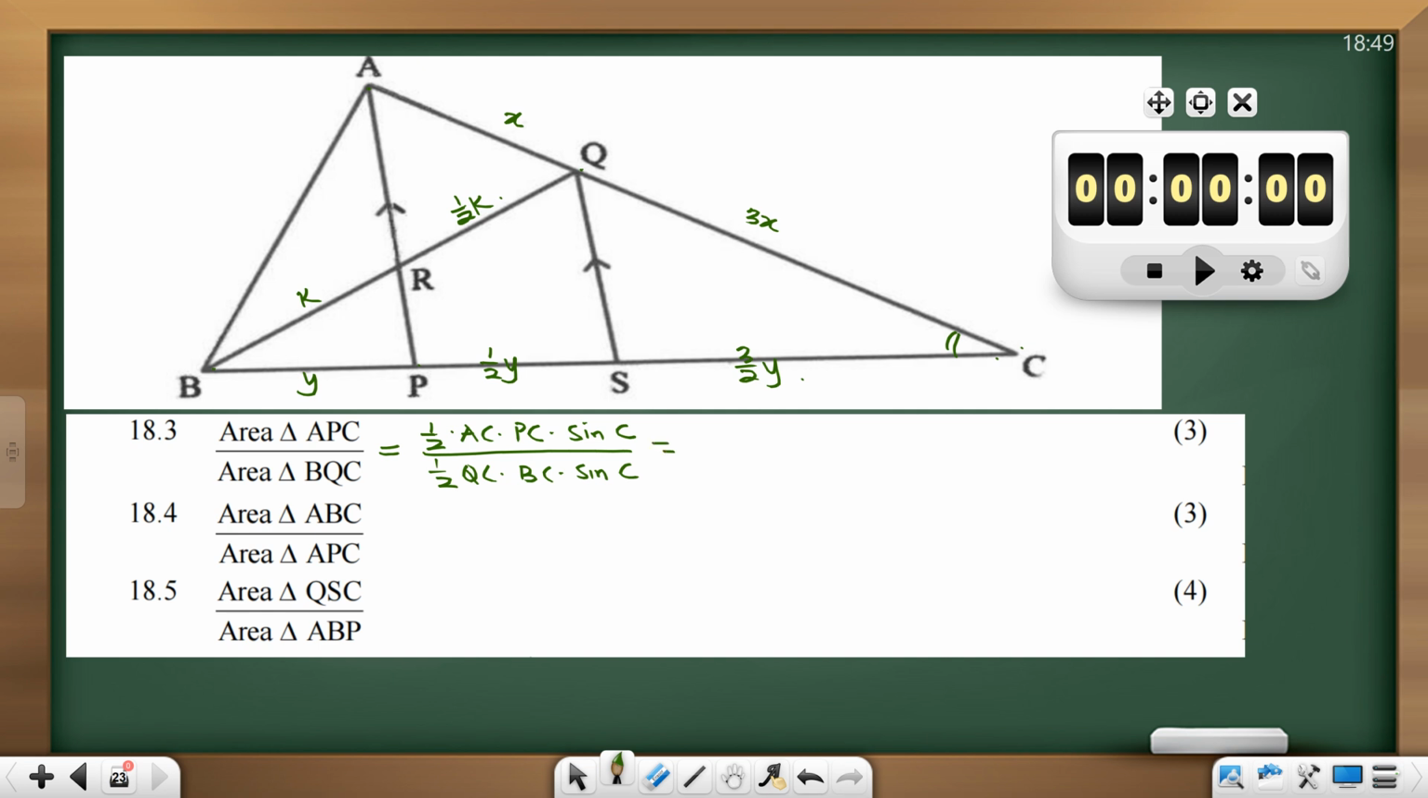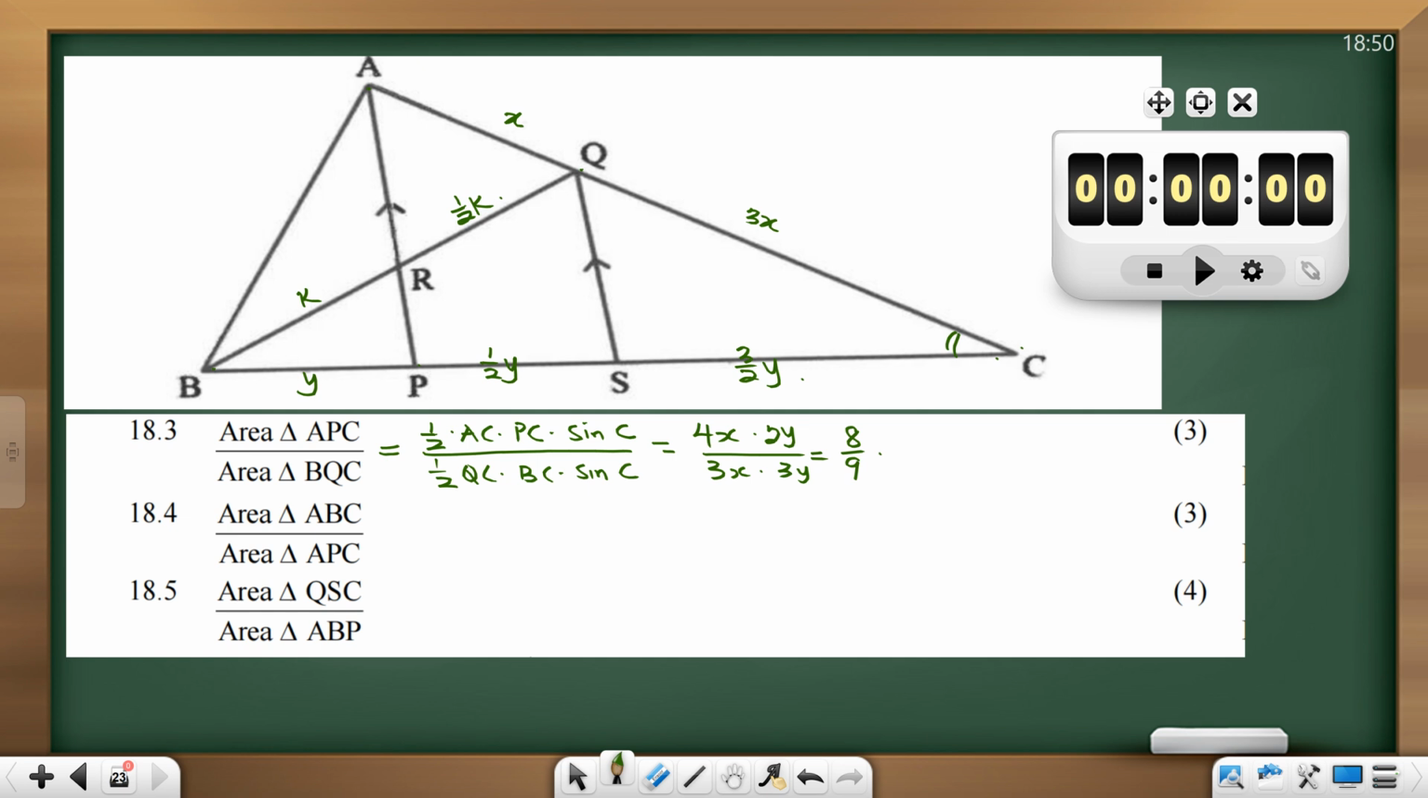What is AC? 4x. What is PC? 2y. Do we agree? Yeah. Half plus that, 2y, right? Over, what is QC? 3x. So already that x is gone. And what am I looking for? BC. 3y, because it's 2y plus y. 3y. Beautiful. So what's your answer? 8/9. We're done.